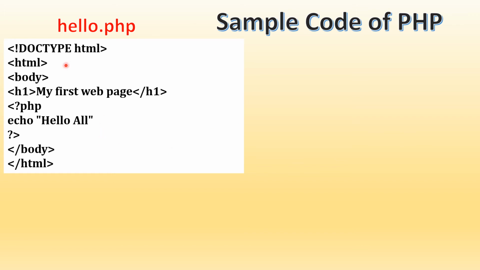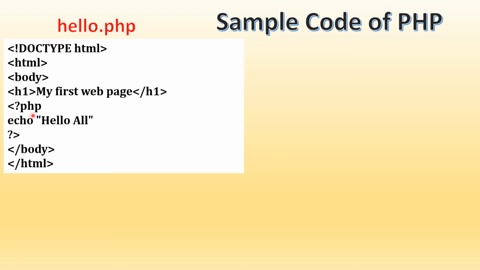So this is a PHP program. The name of this file is hello.php. The extension of this file is .php. A PHP file will contain PHP scripting code and HTML tags. You are aware of these HTML tags: doctype HTML, HTML, closing of HTML, body, closing of body, and we have an H1, my first web page, and H1 is closed.